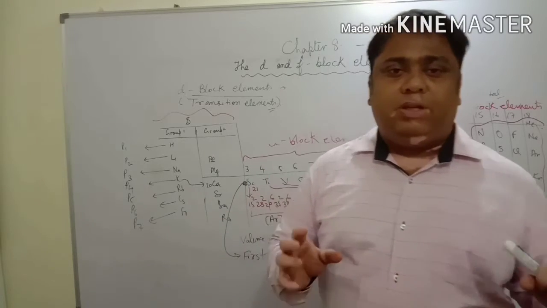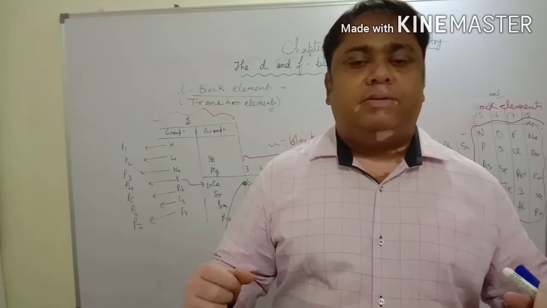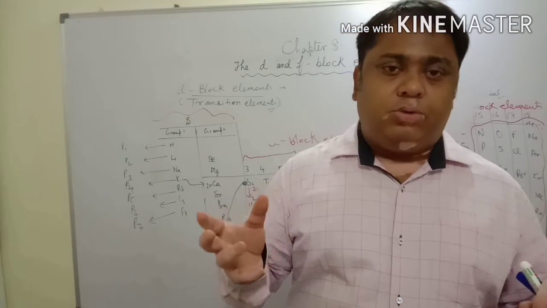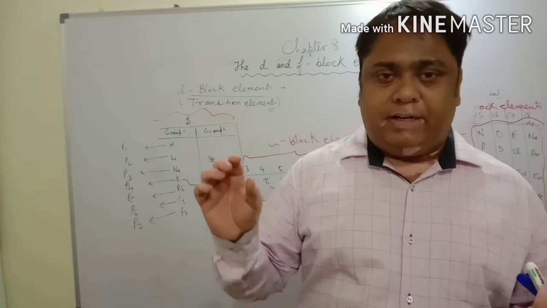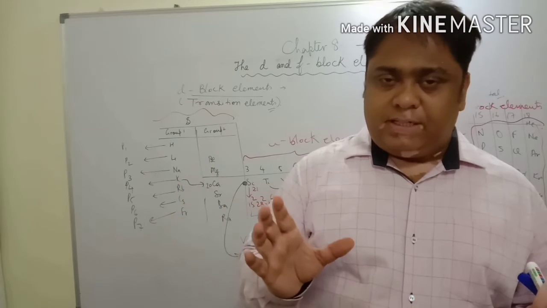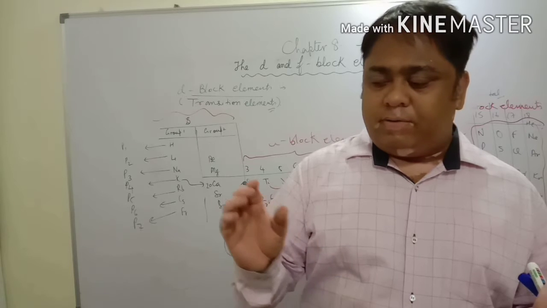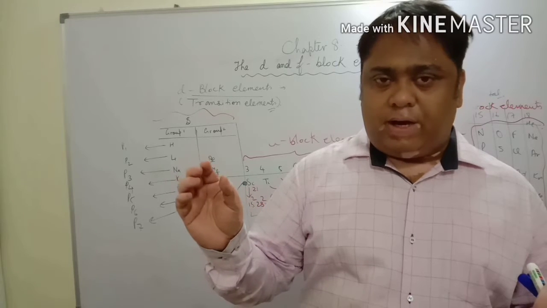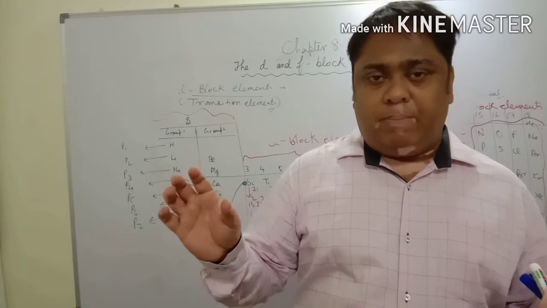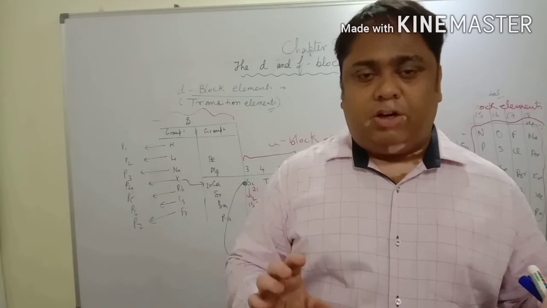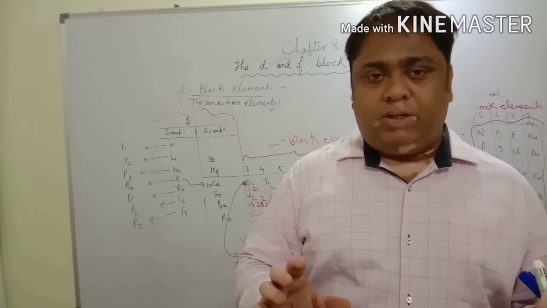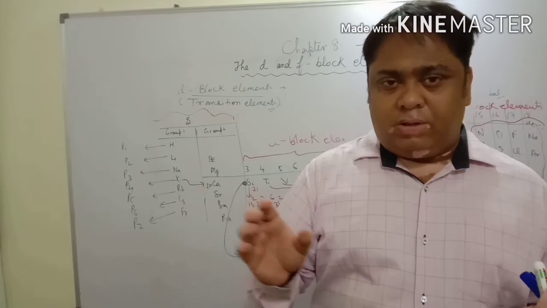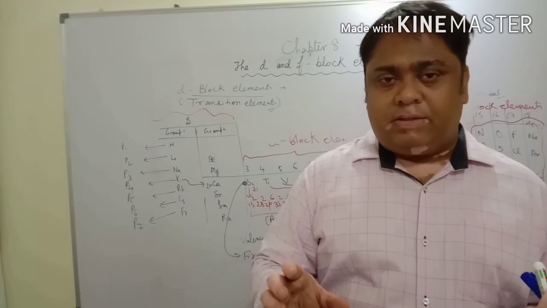See, depending upon the orientation of d orbitals, they are split into two parts. The dxy, dyz, dzx make one set of d orbitals, and dz square and dx square minus y square make another set of d orbitals. There is an energy difference between these two sets of d orbitals.